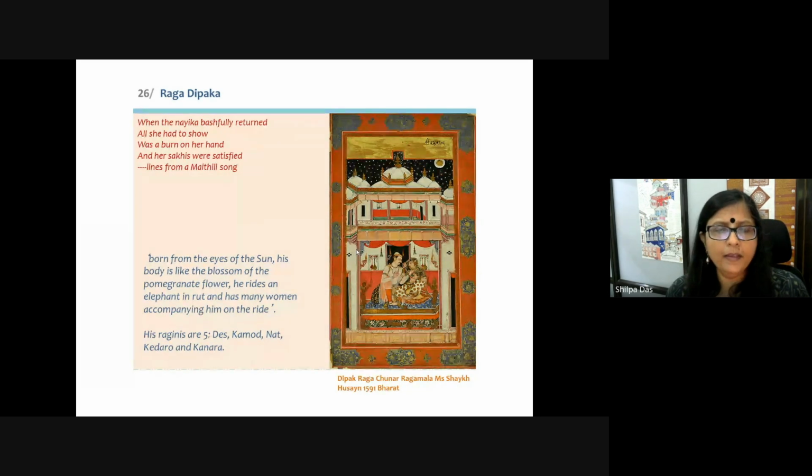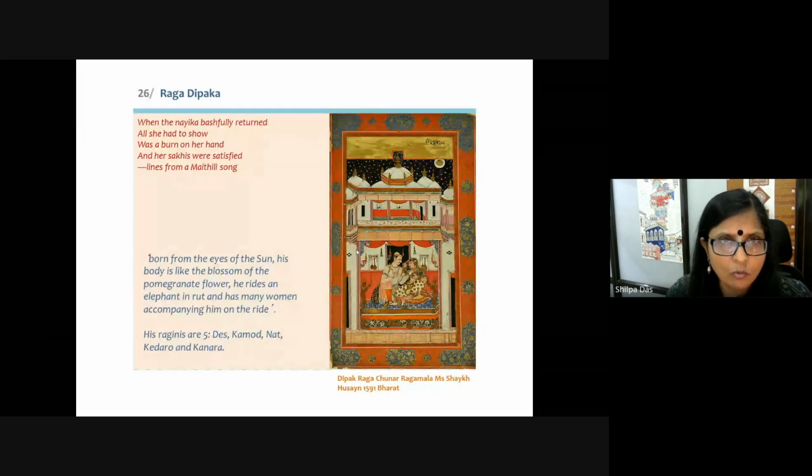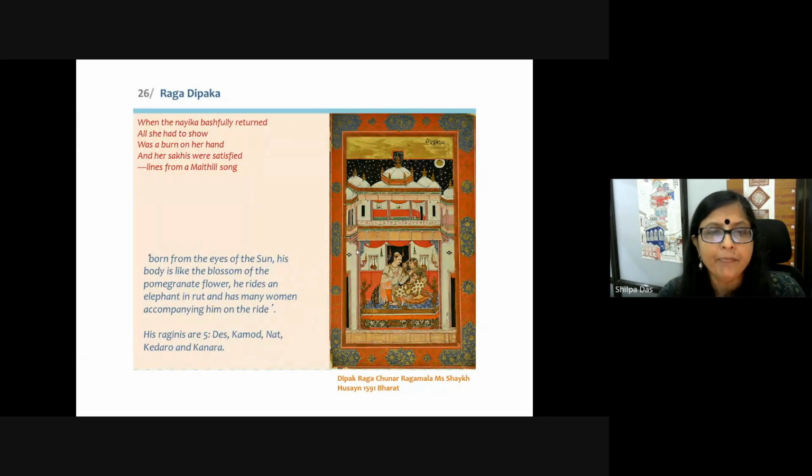I think some of you may have heard the story of Mian Tansen, who was one of the nine gems in Akbar's court. The apocryphal story goes that the other courtiers were jealous of Tansen because Akbar favored him, and they conspired. They said, "Let us instigate the emperor to ask Tansen to render the Deepak Rag, because whoever sings Rag Deepak, their body heat goes up. They will have fever or brain fever, and they can also die." And because Tansen is an accomplished singer, it would definitely have happened.